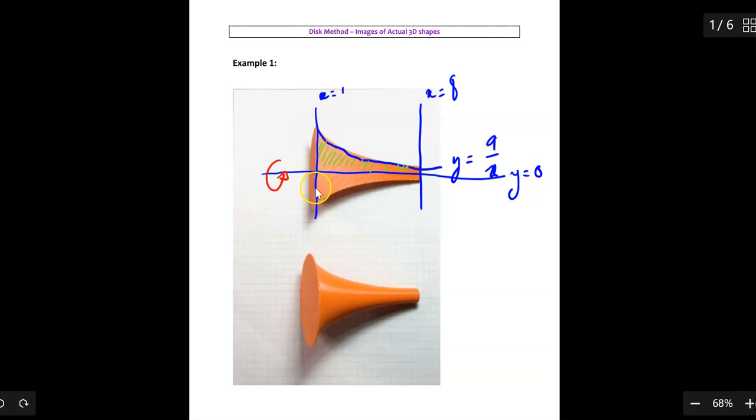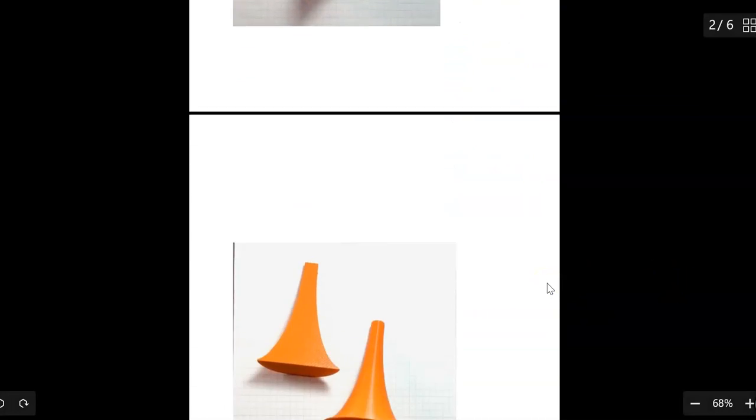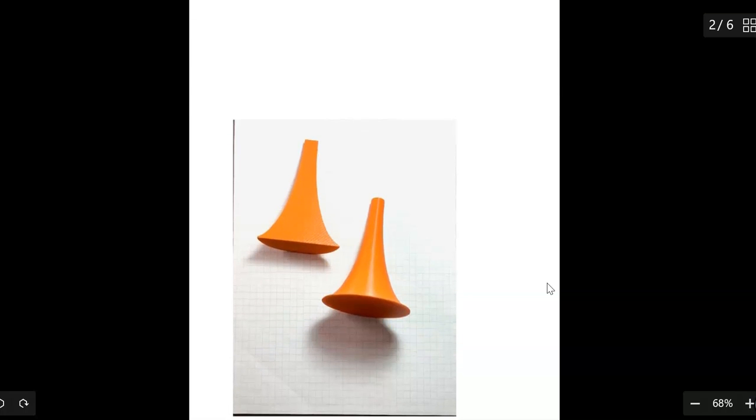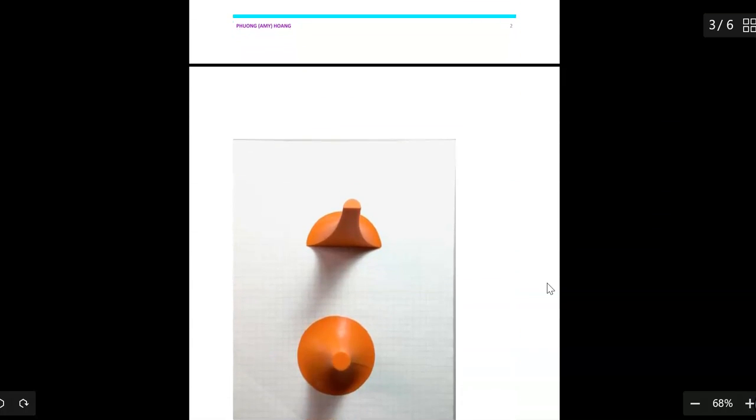You see the disc right here? It's the whole circle as the area, and you can see that the solid consists of many little discs. When it rotates about the x-axis, I use the formula, and I have this shape. Let me show you this shape a little bit more. So that's how it comes about.